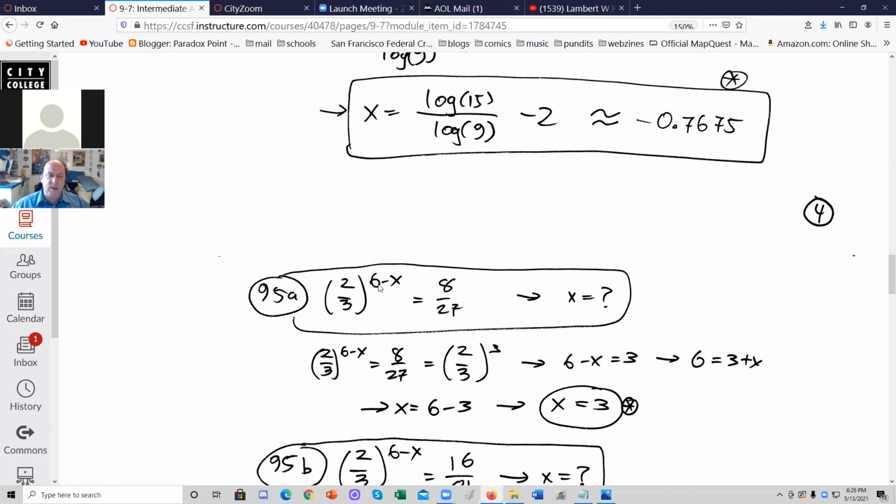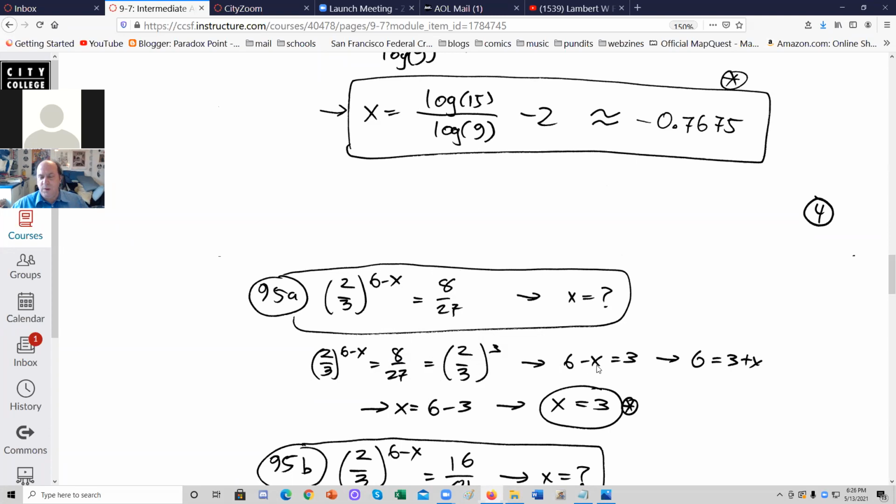We have (2/3)^(6 minus x) equals 8 over 27. For what x? Well, 8 over 27 is (2/3) to the third power. So (2/3)^(6 minus x) equals (2/3)^3. Same base, so the exponents are equal.